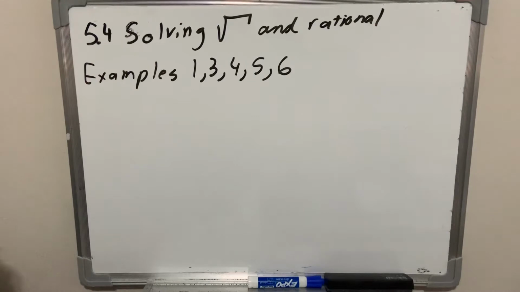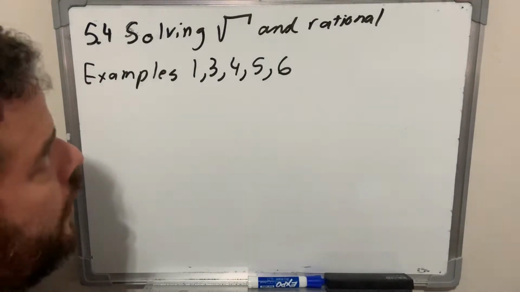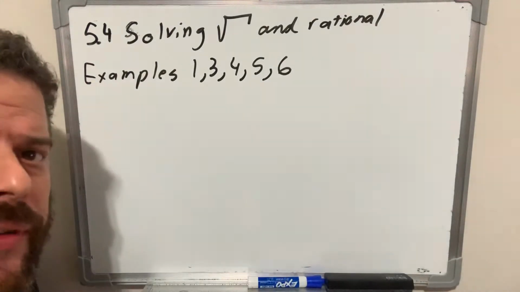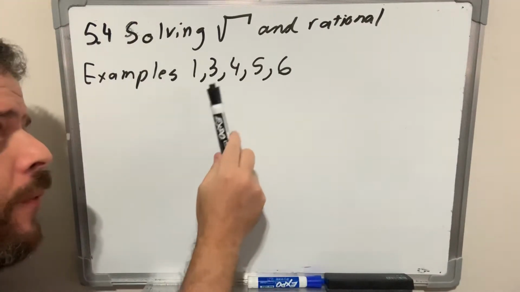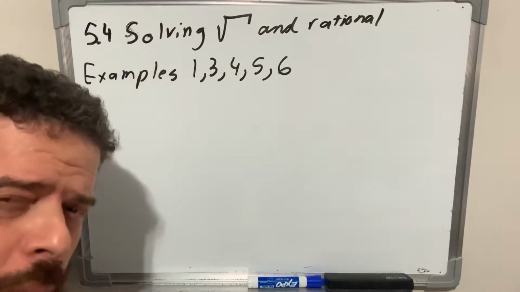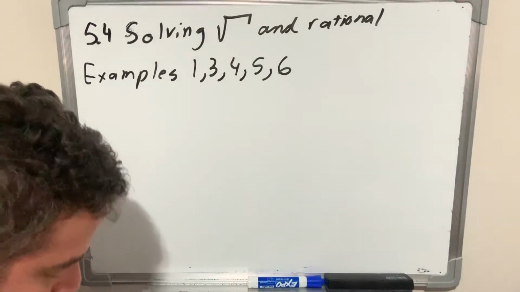Good morning, guys. Today we're going to be going over 5.4, solving rational exponents and also radicals. The examples you need to know are 1, 3, 4, 5, and 6. We're going to go over every example in order.